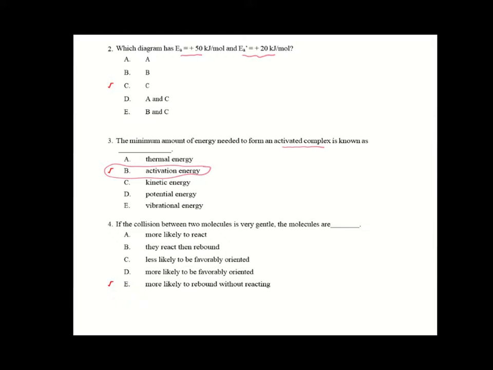Next, if the collision between two molecules is very gentle, meaning a very simple or very weak collision, the molecules are more likely to rebound without reacting. They will not react because they need enough energy on collision in order to react. Less likely to be favorably oriented, even though it's correct, but because the molecules have a very gentle collision, it's more precise to say that they rebound, meaning they collide without reacting.